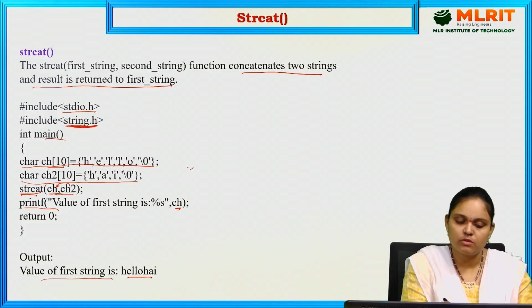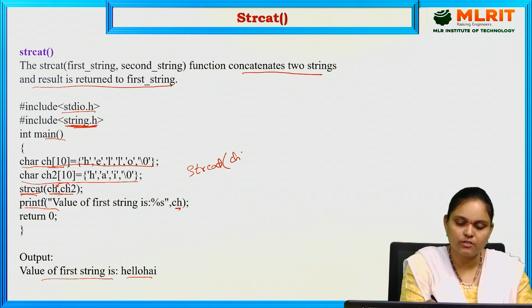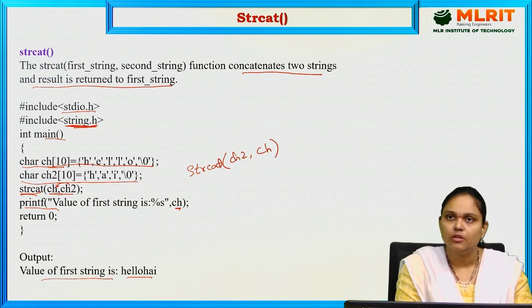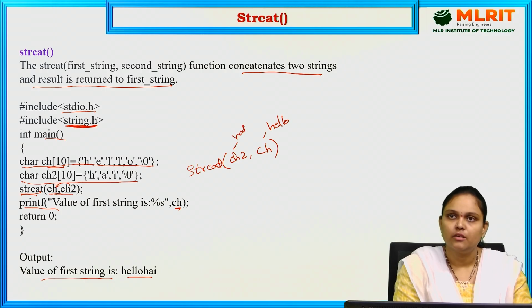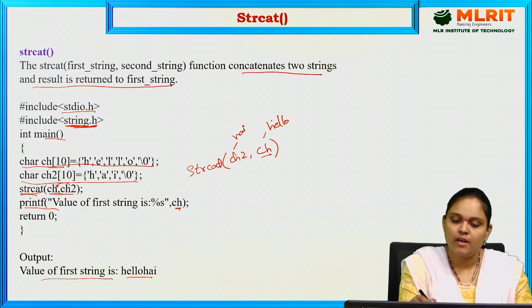Suppose you give the syntax as ch2 and ch. In ch it is hello, and in ch2 it is hi. So whatever characters we have in ch are concatenated to ch2. So the output will be printed as hi hello.